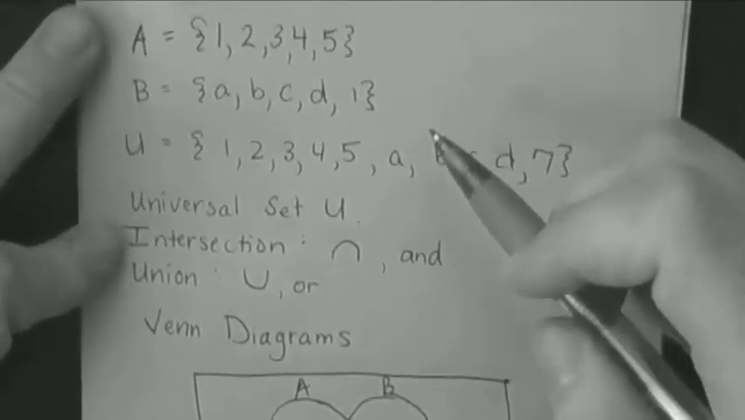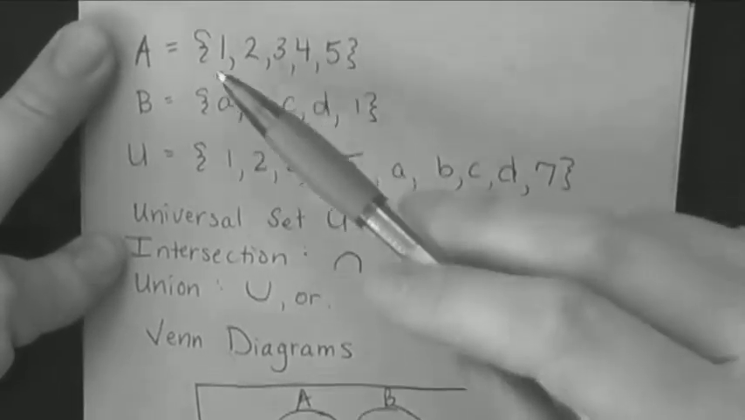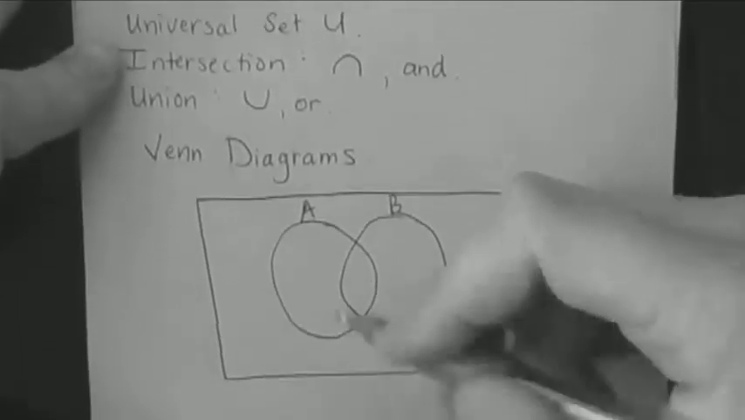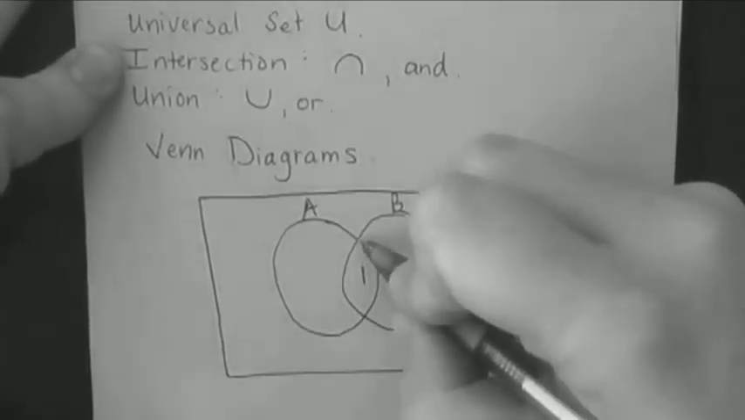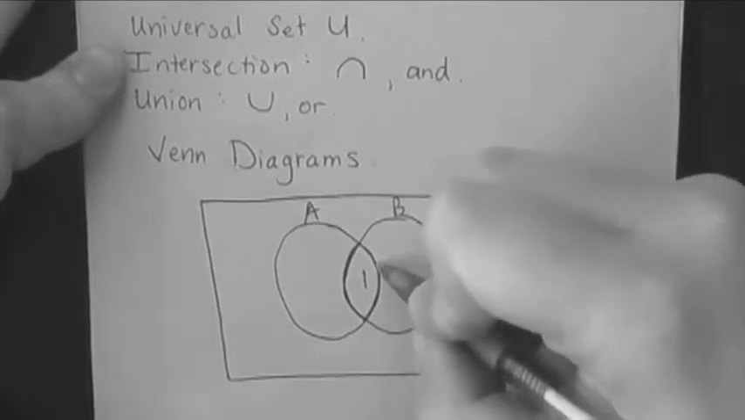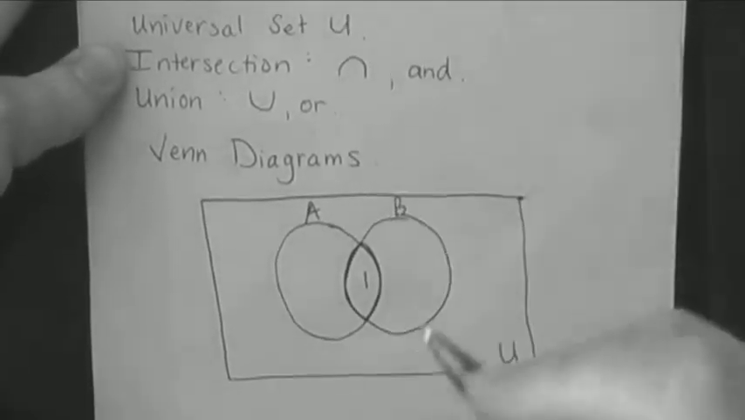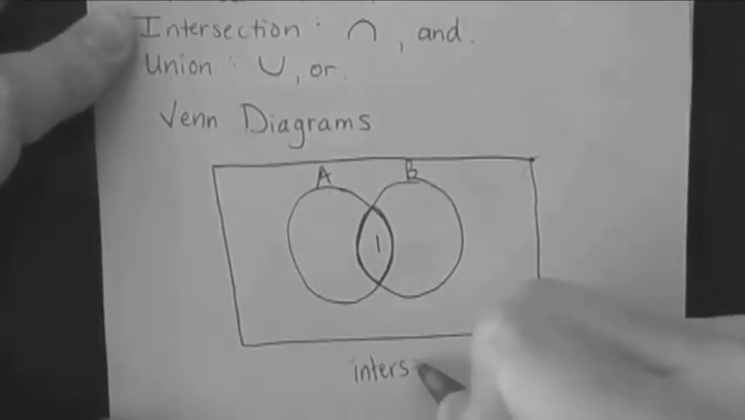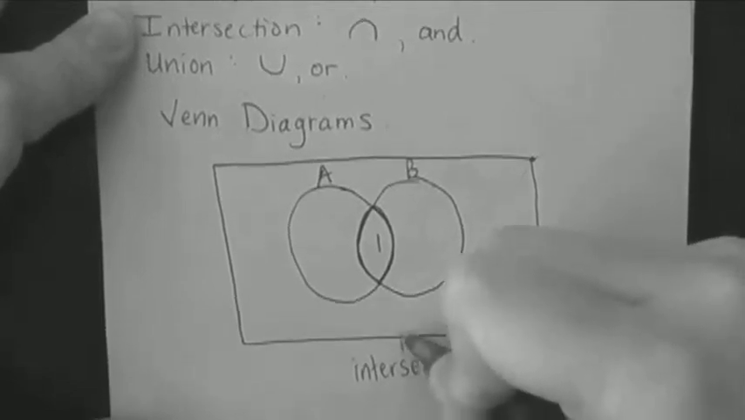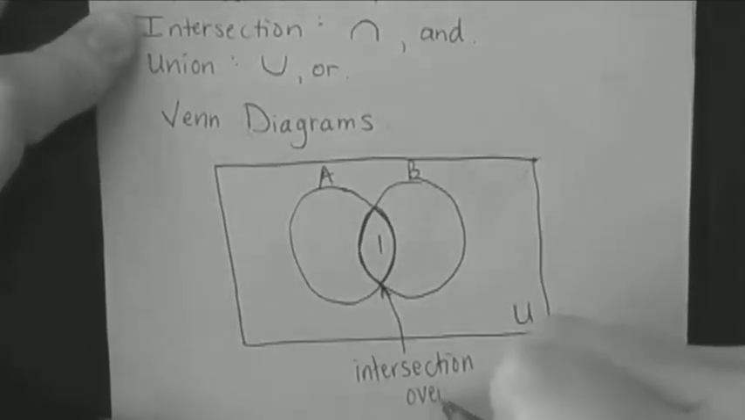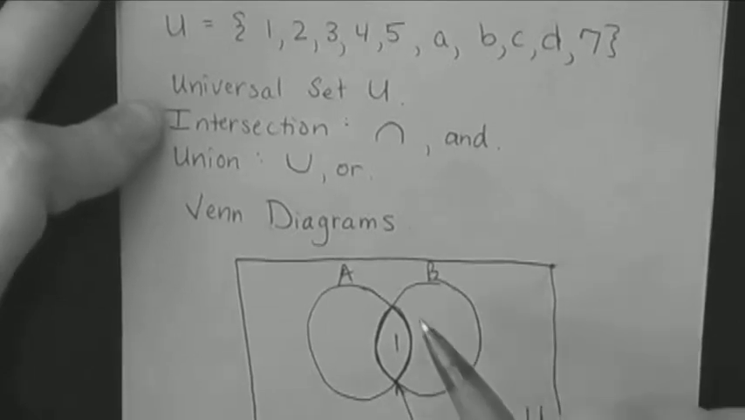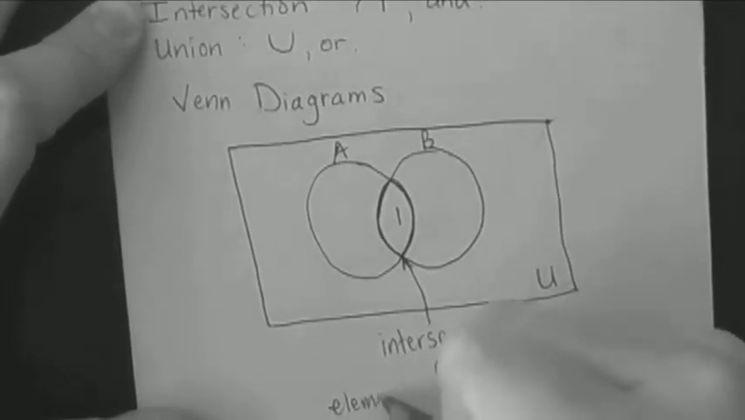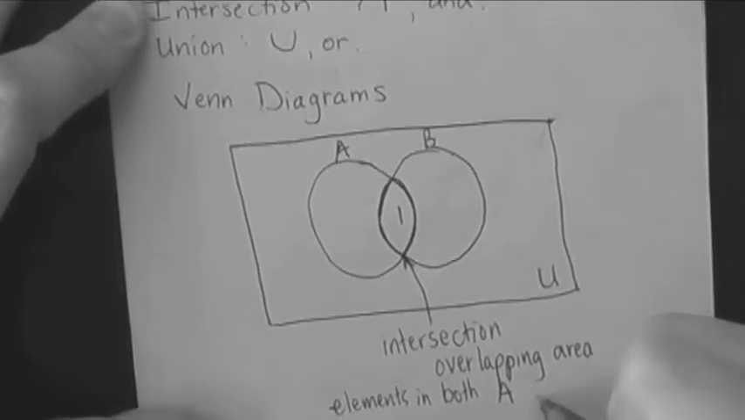So I look back at my sets and I say, oh, well, in A and B, I had a 1 in A and I also had a 1 in B. So the 1 is actually in both sets. So I put that in that overlapping area. That overlapping area right here, this is called the intersection because the 1 is in both A and B. So the intersection is the overlapping area, and it includes all the elements that are in both A and B.